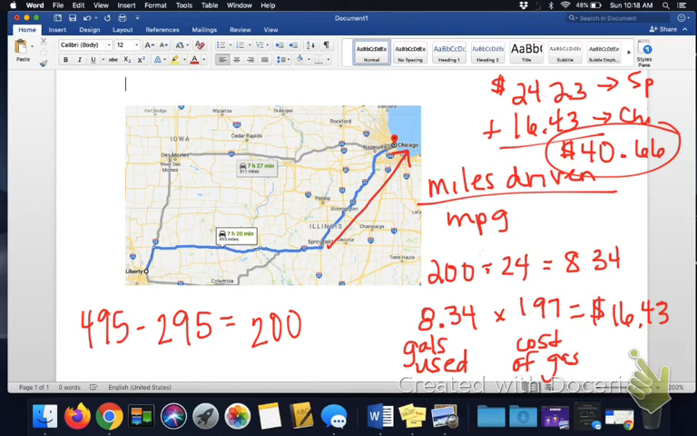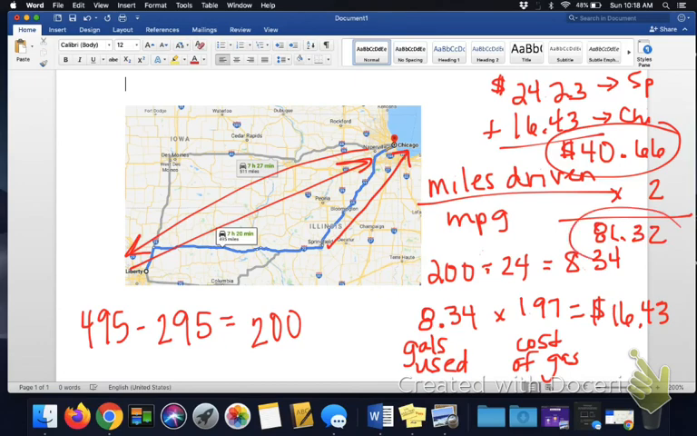Now, the next question I know says something about round trip. So that means you have to go all the way to Chicago and all the way back. So we would then need to multiply that times 2. And I get $81.32. This is just an example. Yours could look much different. It could look similar.